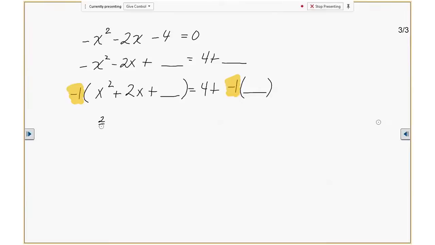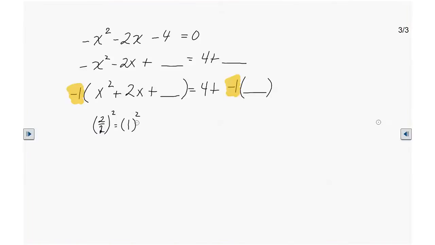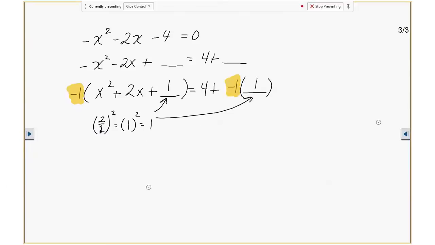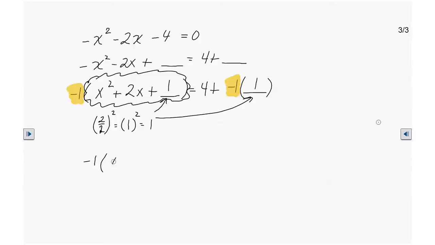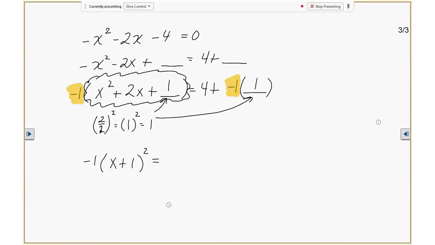And that'll give you 2. 2 divided by 2 is 1. And 1 squared is 1. So that gives us shortcut number 1. Right there. Negative 1 times x plus 1 quantity squared is equal to, what's 4 minus 1?